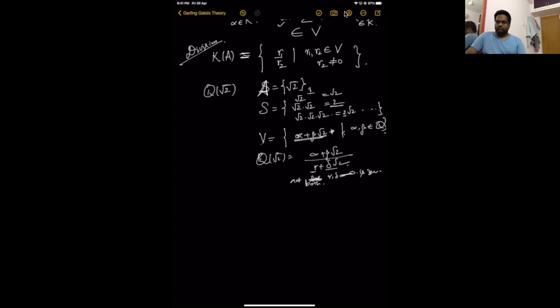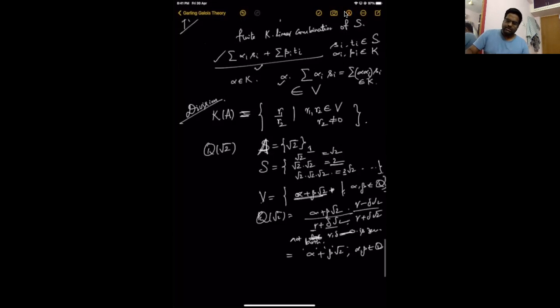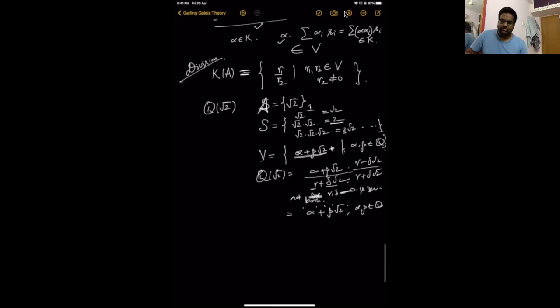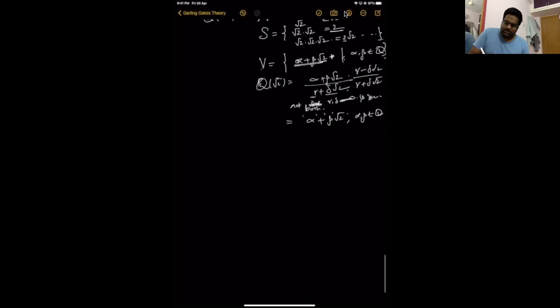Okay. So when you multiply on the top and bottom by gamma minus delta square root of 2, you can easily see that every possible element can be written as alpha plus beta square root of 2 for some different alpha and some different beta, where alpha, beta belong to Q. So let me know if you have any questions on this notation, because this is extremely important.